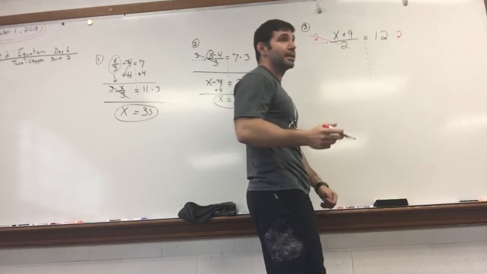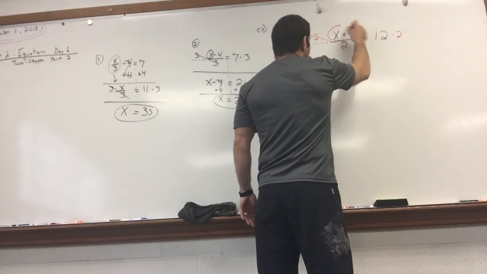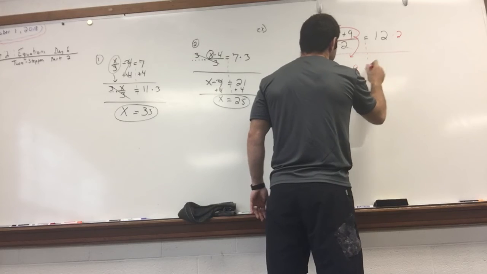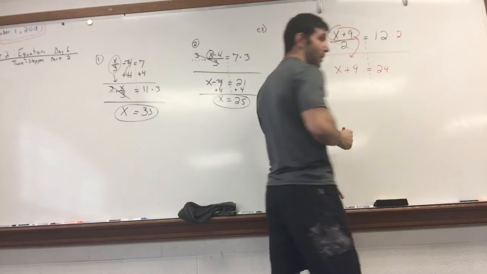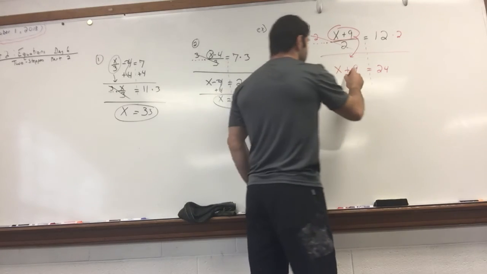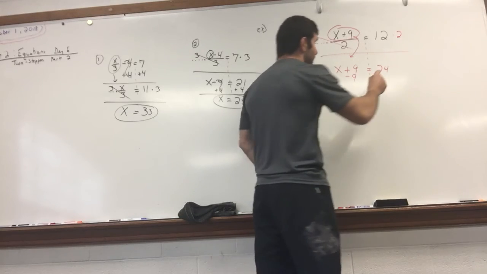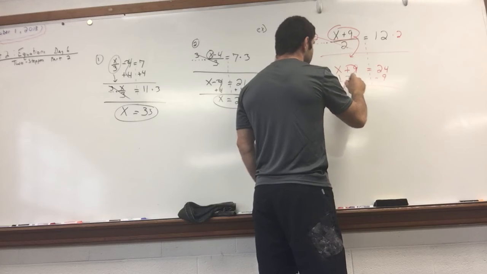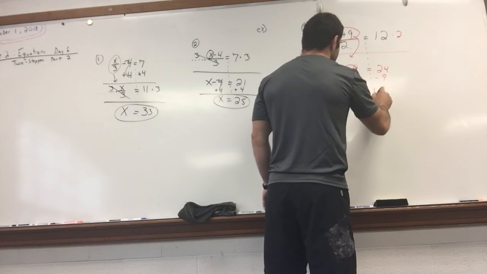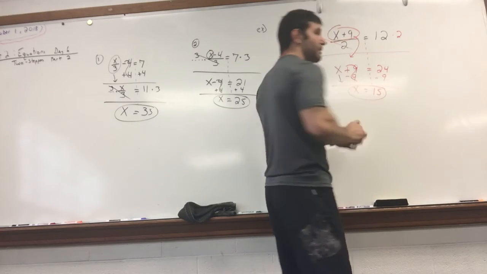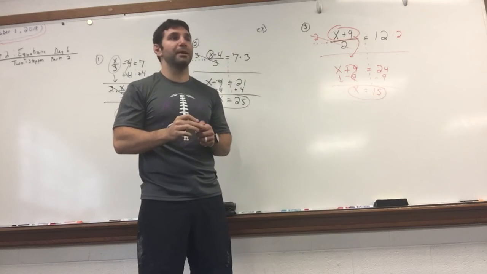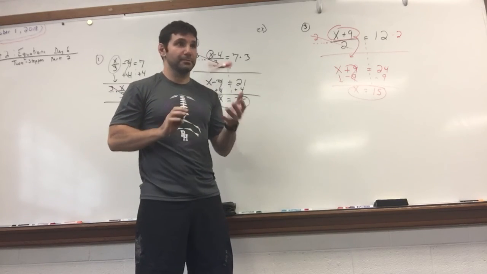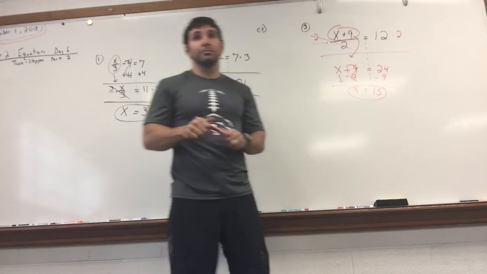The 2's then divide out. All of this comes down. So now I have x plus 9 equals 24. Inverse of positive 9 is a negative 9. 9 minus 9 is 0. X comes down, leaves me with a positive 15. Show of hands, who got positive 15? Okay, good.